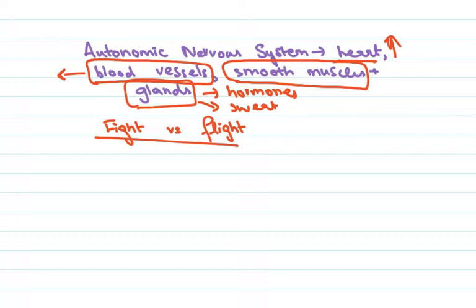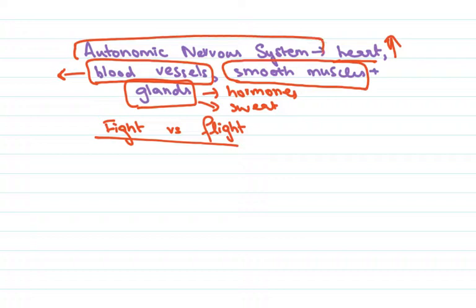So, very basic functions such as your heart rate, the rate at which your heart is pumping out blood, what exactly are your muscles doing? Are they contracting? Are they relaxed? How much sweat are your sweat glands producing? All of these things are controlled by the autonomic nervous system.